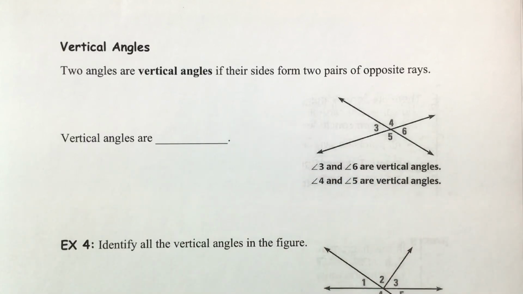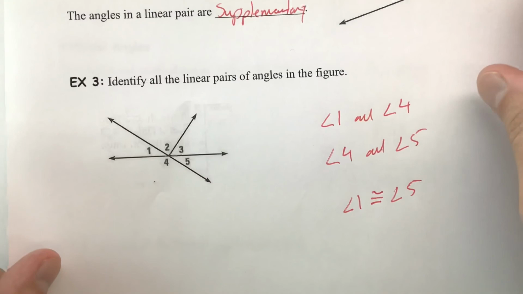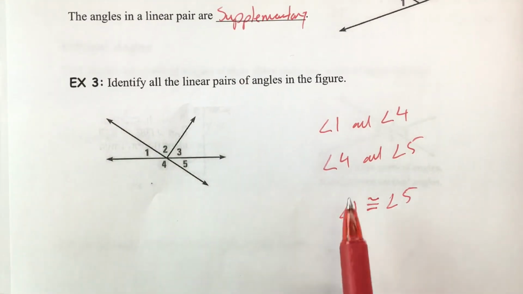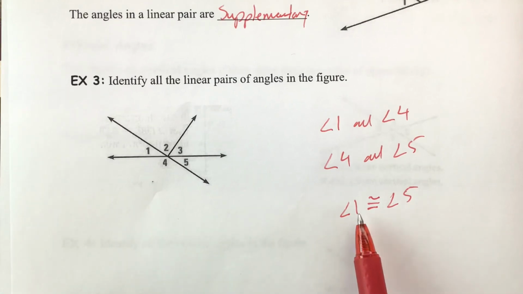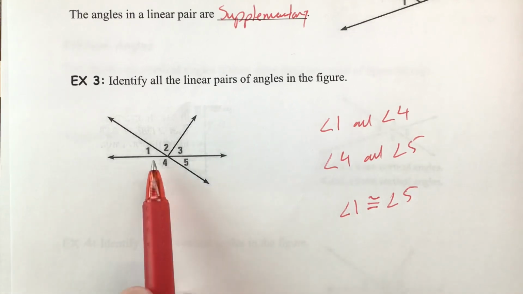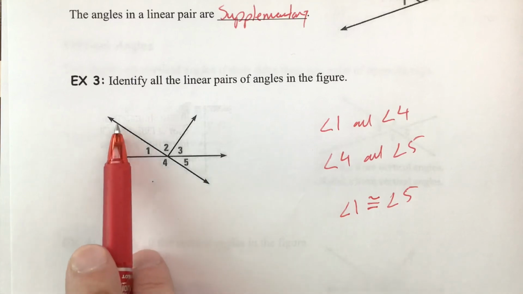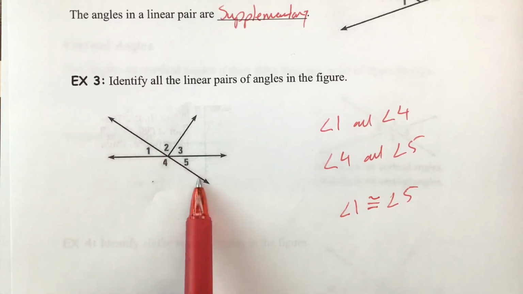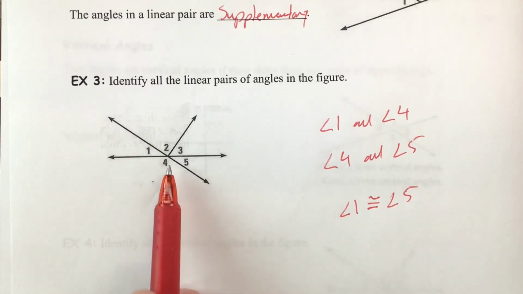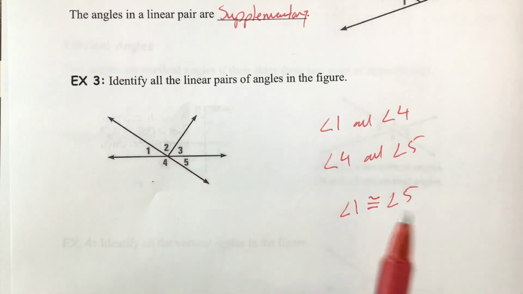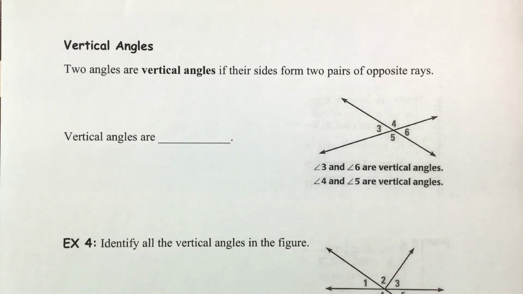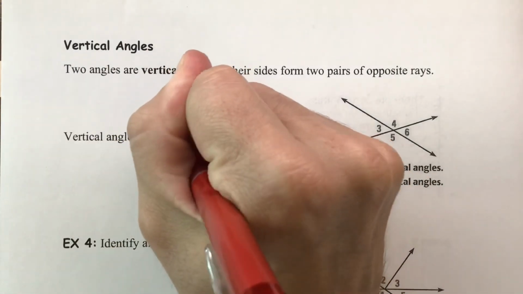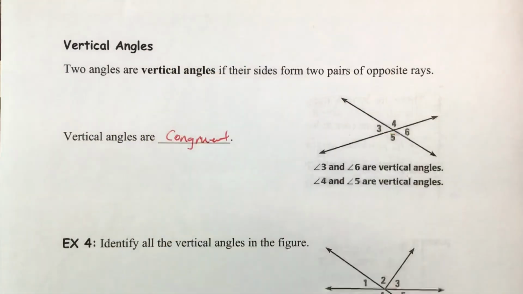Well, in example 3, I posed that question, and we figured out that 1 was congruent to 5. Now, if you look at the picture here, there's a line that goes straight through here. There's another line that goes straight through here. So 5 and 1 are actually vertical angles with each other. They're actually congruent. Okay, vertical angles are congruent. They're congruent to each other.